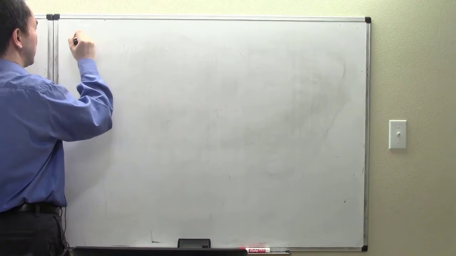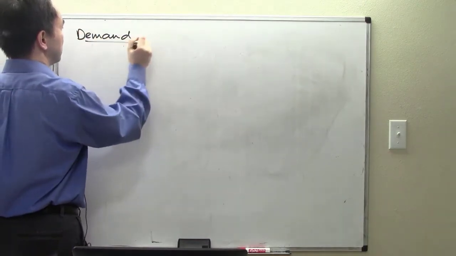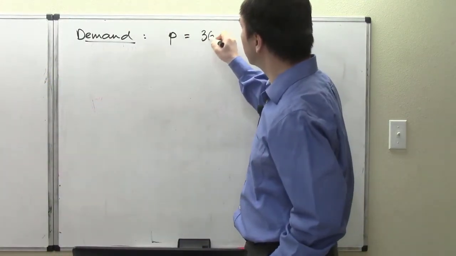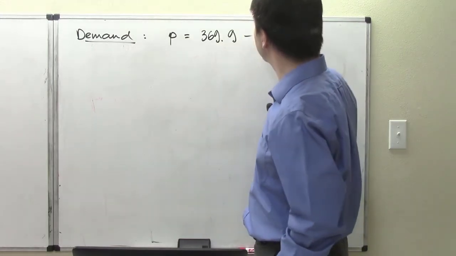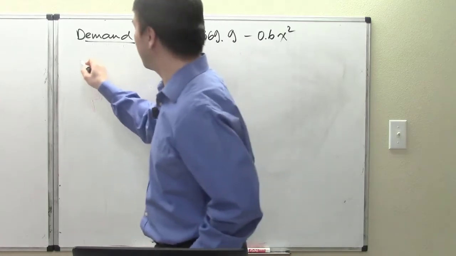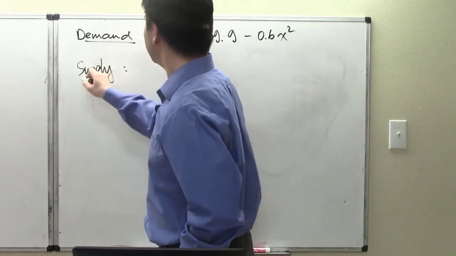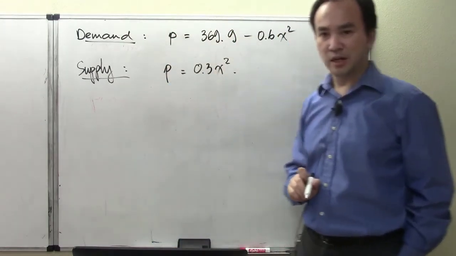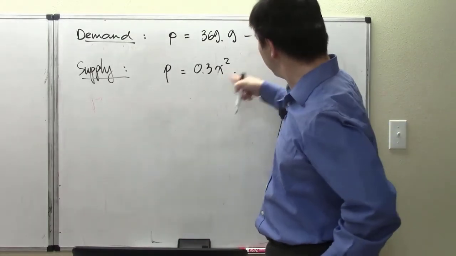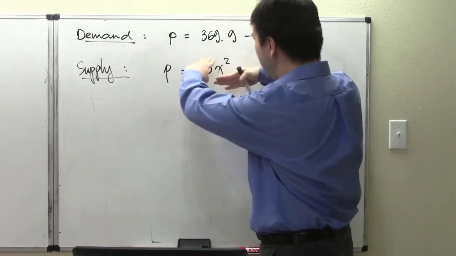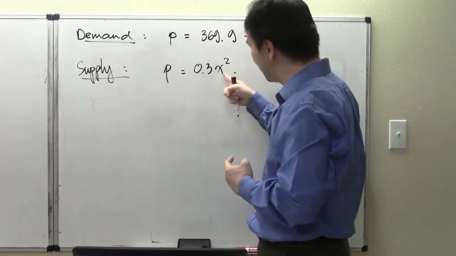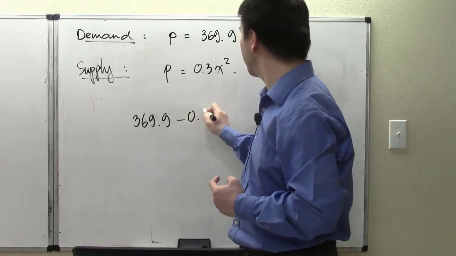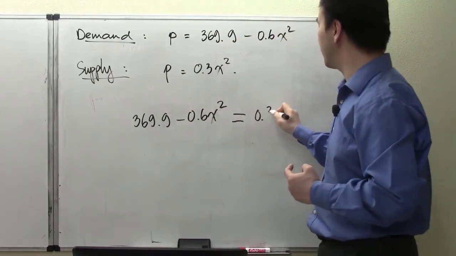Now our demand has already been expressed as price as a function of x. So what I have here is 369.9 minus 0.6x squared, and then our supply curve is p equals 0.3x squared. Okay, and so to find the x variable here in terms of the quantity, where the two curves cross each other, we set 369.9 minus 0.6x squared equal to 0.3x squared.